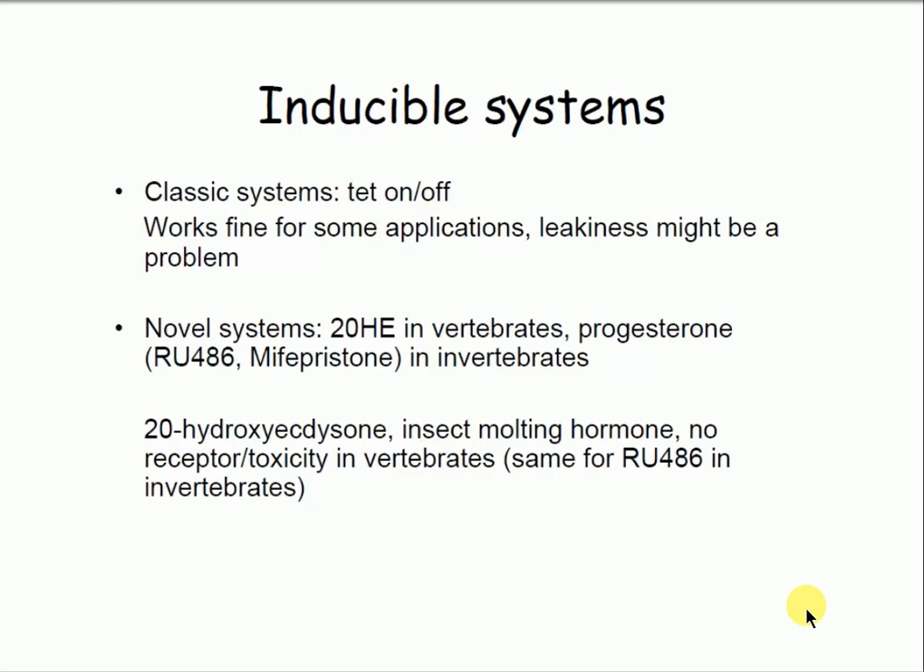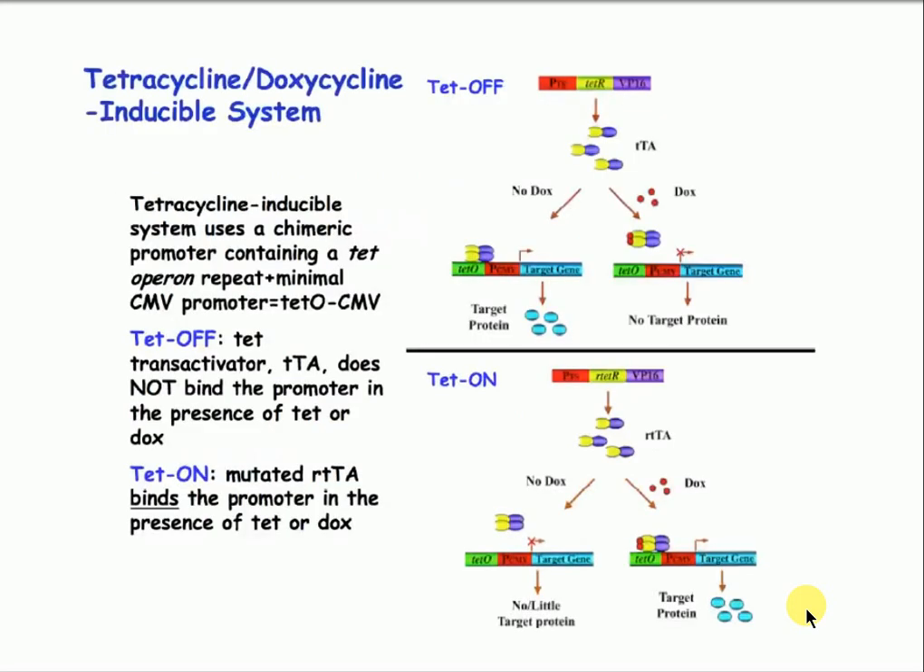Ecdysone is an insect molting hormone. There is no toxicity in vertebrates for this. The same is true for this progesterone analog, RU486, which happens to be used as an abortion pill in humans as well, but is used in insects to induce gene expression. So how the system works: the classic one is the TET-off system.